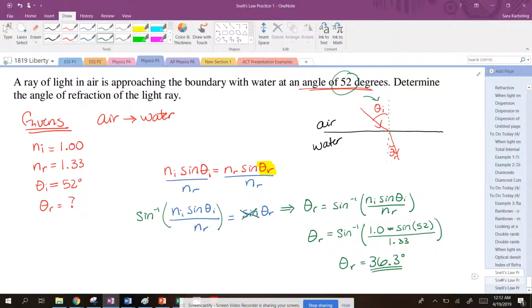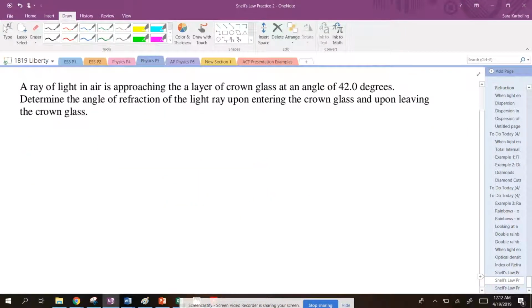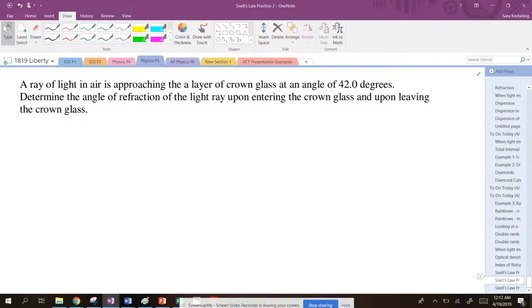All right, going to move on to number 2. This one is similar, but it's a little bit more involved. It says a ray of light in air is approaching a layer of crown glass at an angle of 42 degrees. It says determine the angle of refraction of the light ray upon entering the crown glass and also leaving the crown glass. So this one's a little bit of a sandwich question.